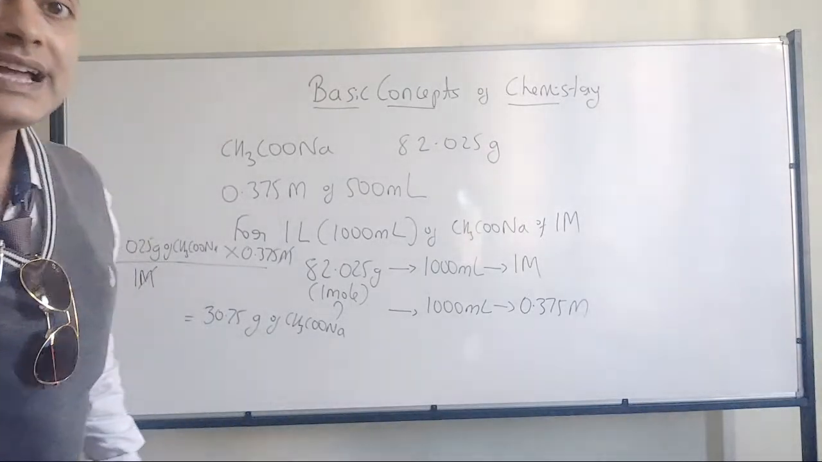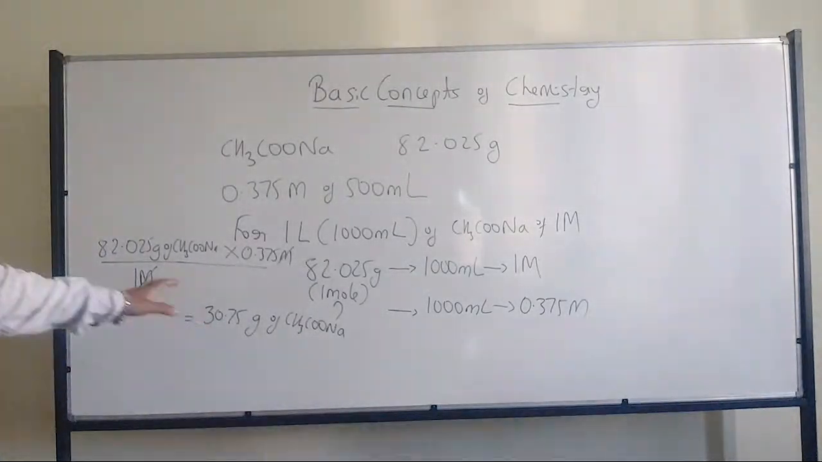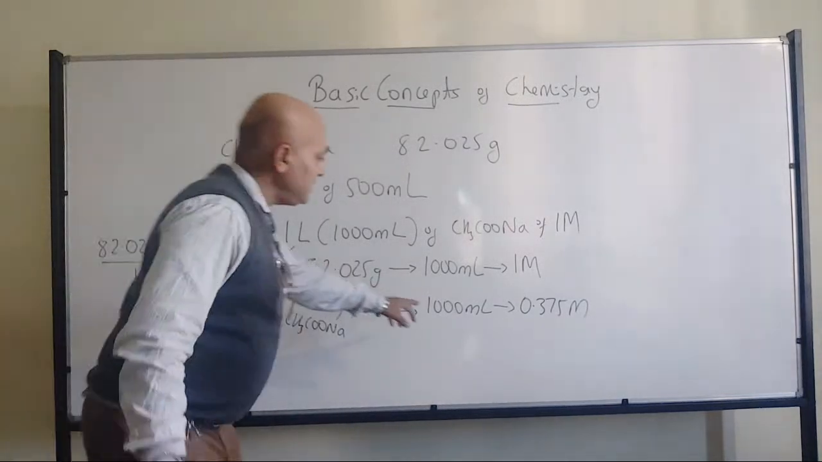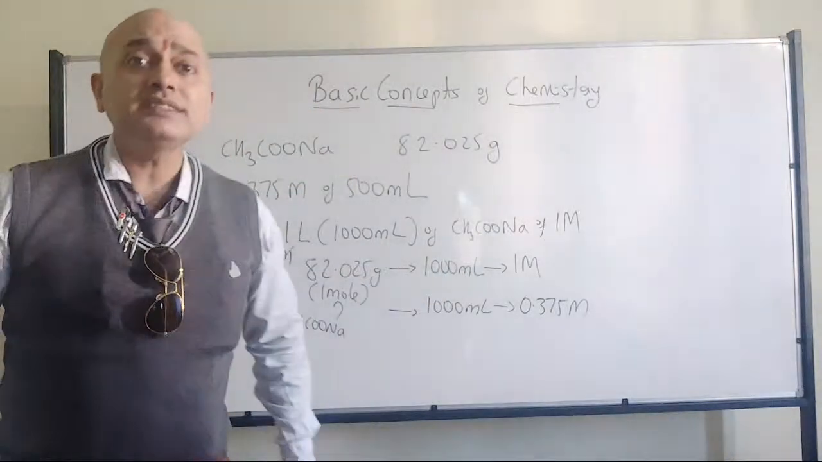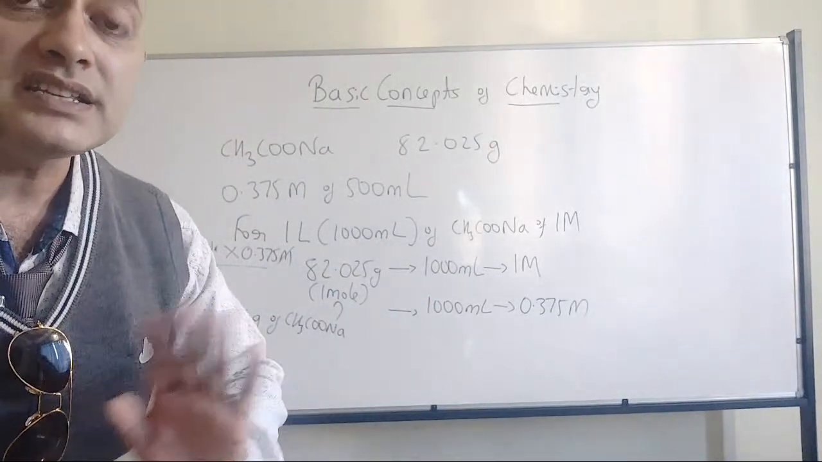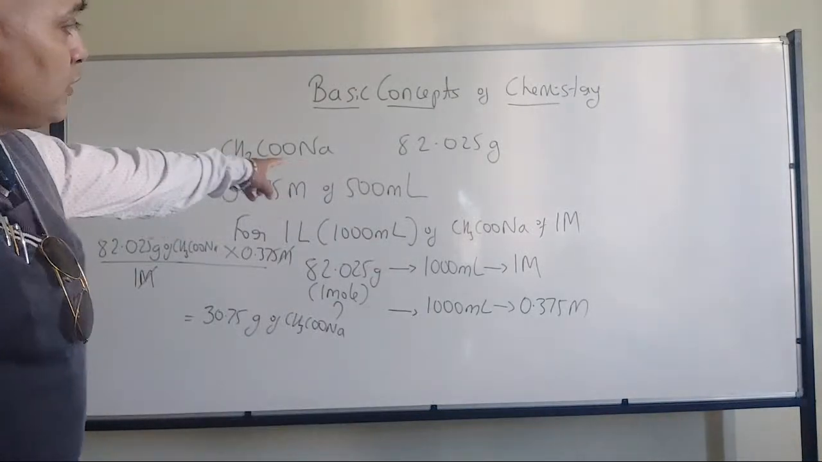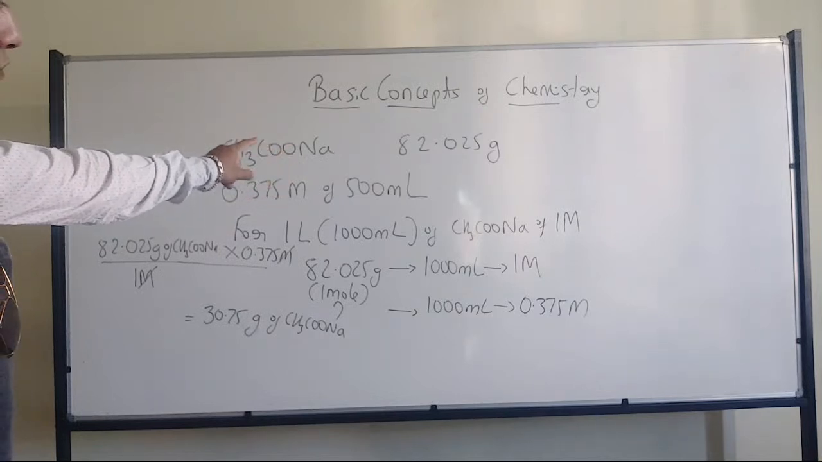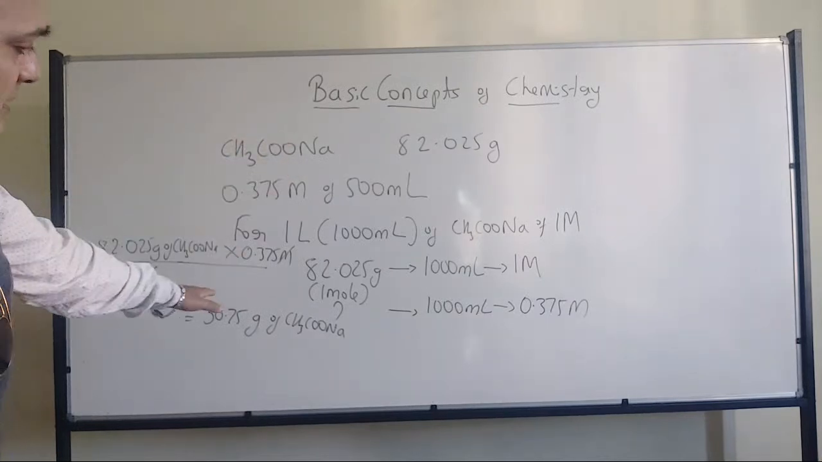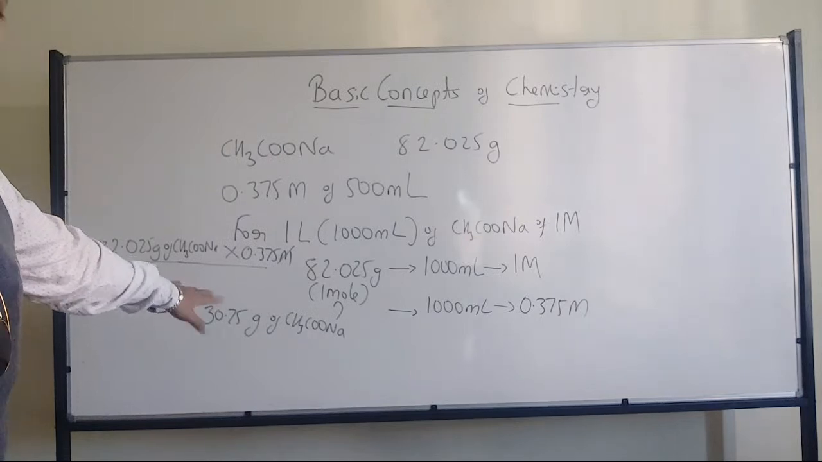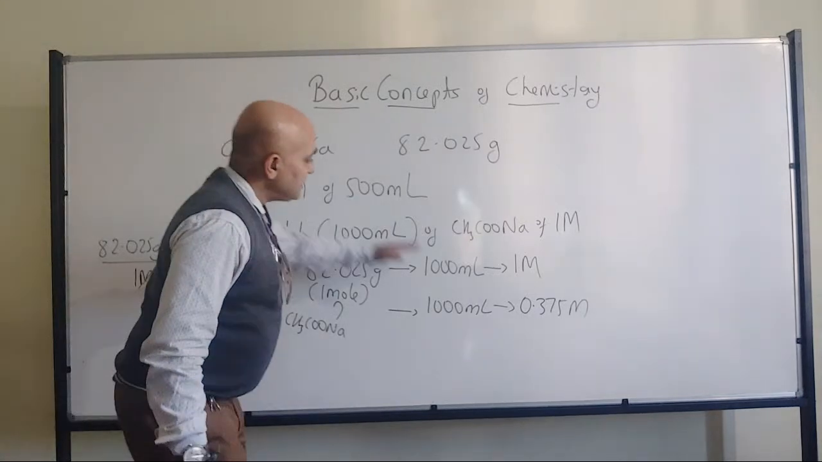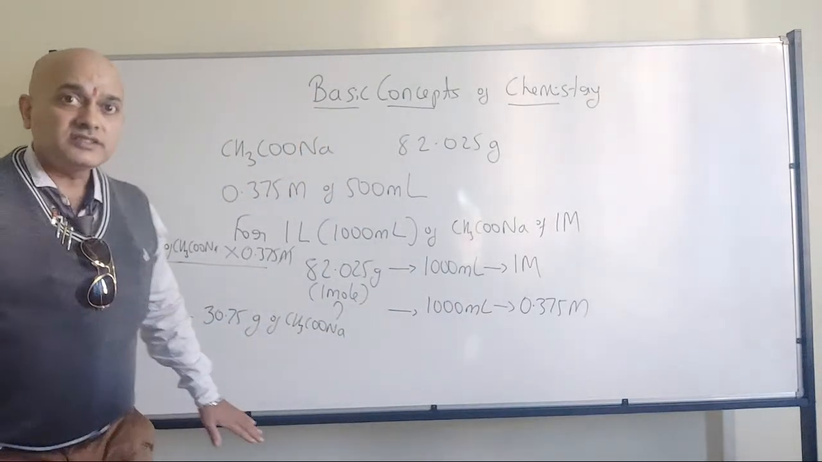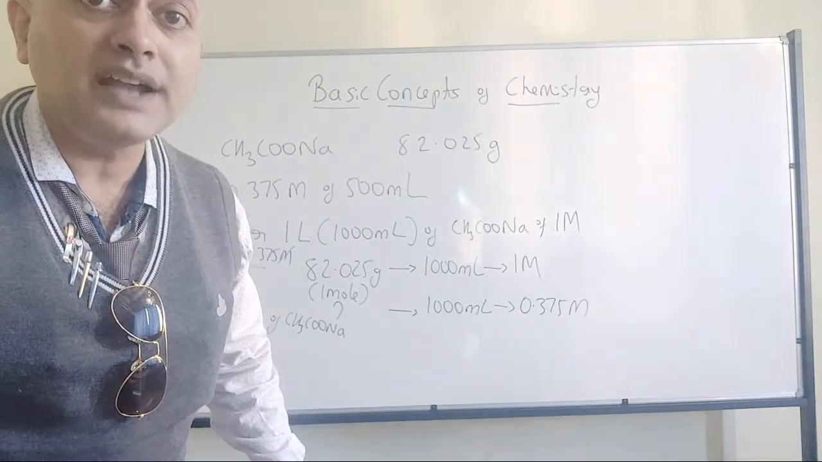Now, observe it carefully. That is not the final answer. 30.75 grams of sodium acetate, if I put it in 1 liter of water, I will get 0.375 molar. But that is not the answer. Final volume they have asked for is 500 ml. So simply you can divide it by 2, no doubt, because 500 is half of 1000. So 30.75 divided by 2.